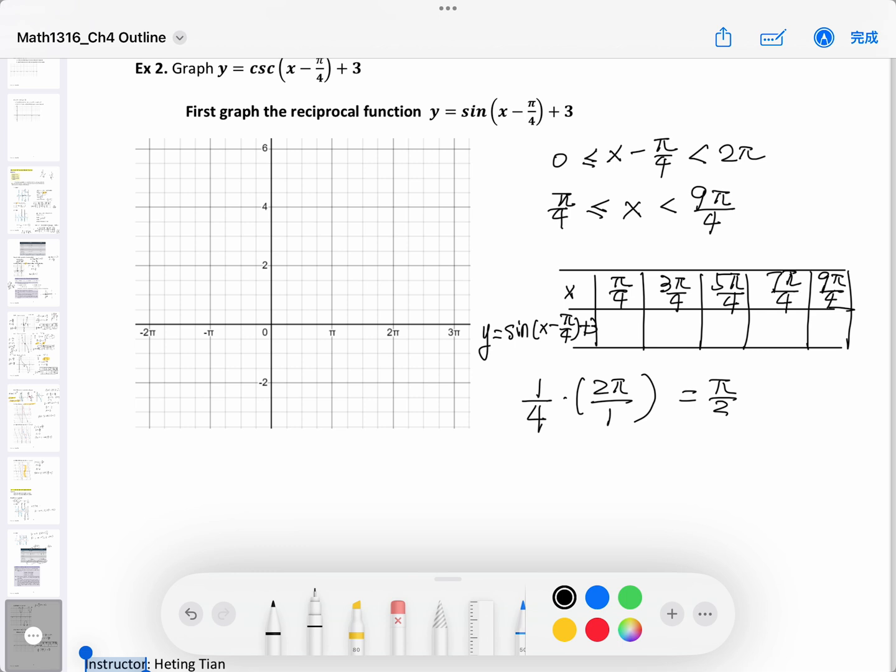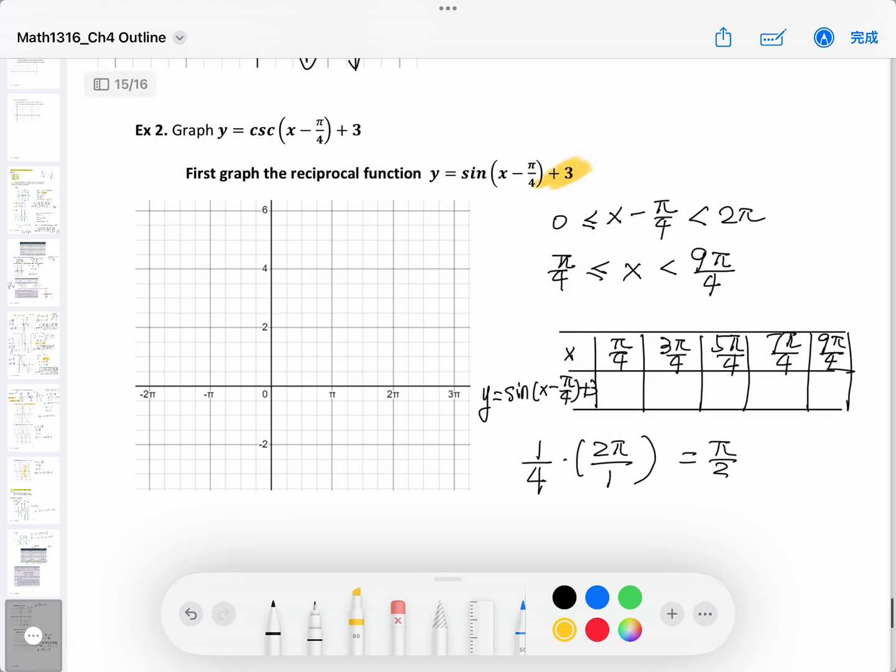Okay, so how about the y values? Do we have any y transformations? Yes, we have plus 3. So based on the sine, in my mind, I must have the graph of the sine. So what are the 5 key points, and what are their y values? First, y is equal to 0. So 0 plus 3 is 3.